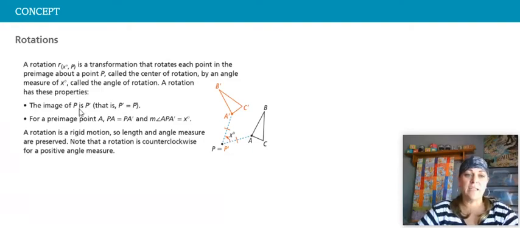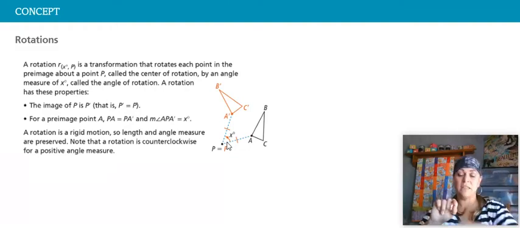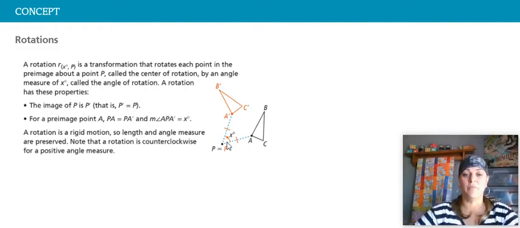So the image of P is P prime, meaning point P doesn't actually rotate at all because that's the point of rotation. Everything else moves around it, but P does not move. A to P, A prime to B, P, those have to be congruent. Those are the little notches that say these are congruent. And then this degree X will happen on every single point.